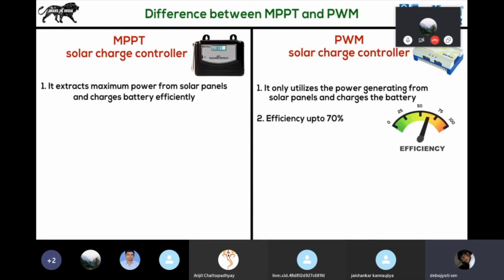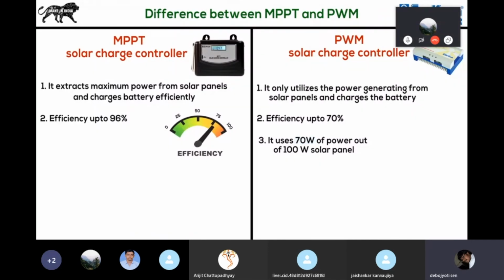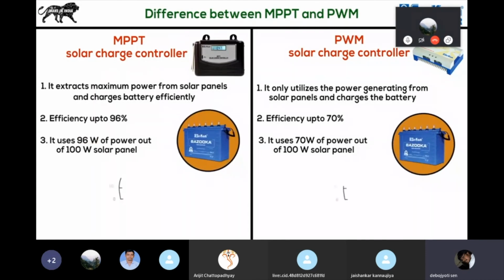Efficiency for PWM is around 70%, if you talk about conversion efficiency. So for a 100 watt solar panel, we are getting an output of 70 watt. 30 watt is a waste. In case it's 96%, we can get 96 watt by using a 100 watt solar panel, so only 4 watt is lost. So the difference is 26% in terms of efficiency. So you are getting 26 watt more, or 26 watt-hours more if you convert it per hour.